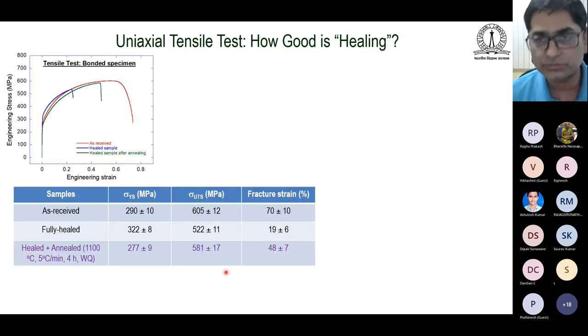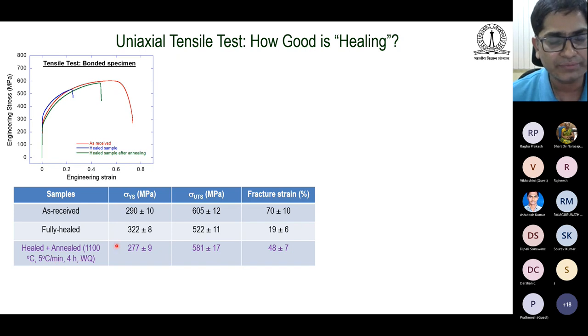Next, we ask the question, how good is the healing? Swanand actually did these tests on many samples. What we see here is that this red line is the as-received material. This blue curve is just after healing. And the green curve is after healing plus annealing, a solutionization treatment that was done.